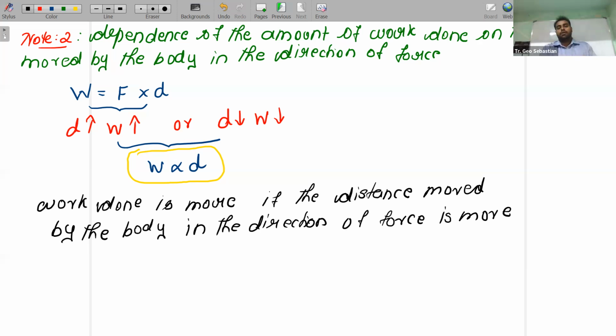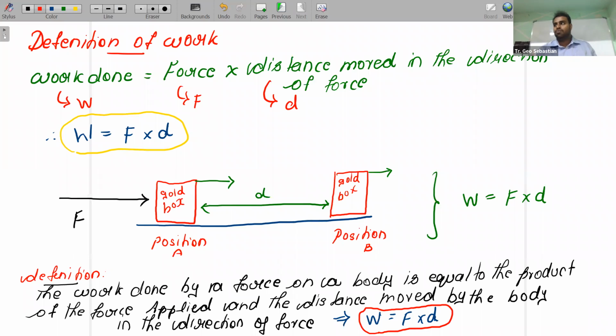Now we are going to talk about the definition of work. What do you really mean by work? In yesterday's class, we discussed the general ideas about work. Am I right? When a particular force is applied to a body, because of that force, the body will move in the direction of the force applied. That is generally what we call work done. Yes, it's correct. Now in this class, we are just updating that.